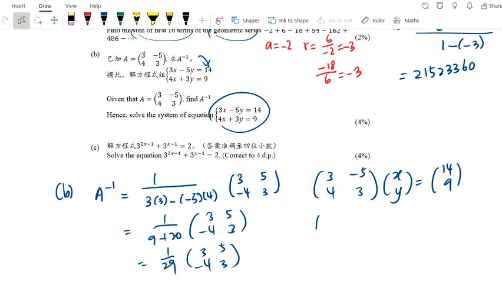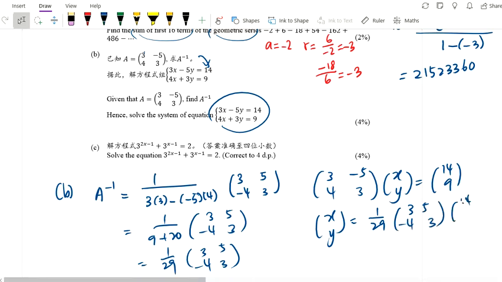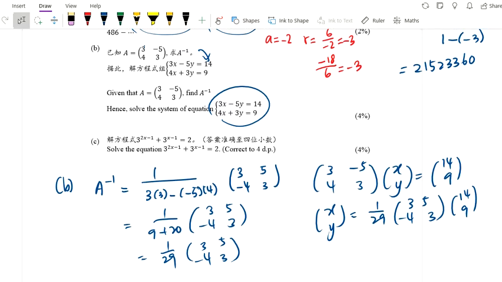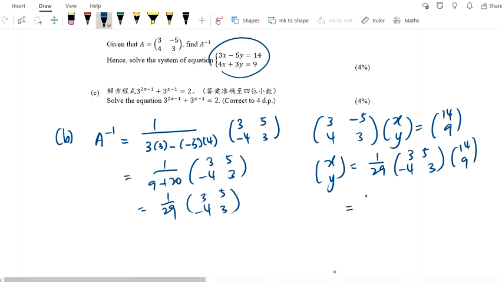So (x, y) should be the inverse matrix. You multiply both sides by the inverse matrix so that you will get the identity matrix for this one. Okay, so it's 1/29 [3, 5; -4, 3] times [14; 9]. Can you follow? Yes, sir. Right. So I think we'll leave the 1/29 for later. Let's do this part first.